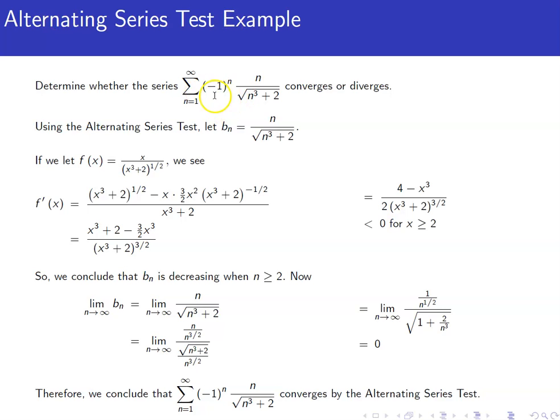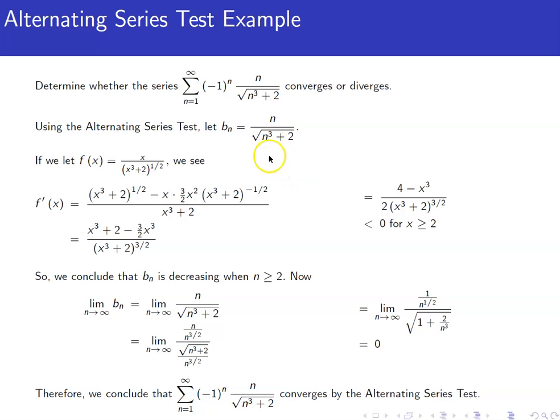So certainly the (-1)^n part is alternating, and since we're plugging in n's from 1 to infinity, the n over square root of n cubed plus 2 is always positive. So we've got an alternating series here, so the alternating series test applies.